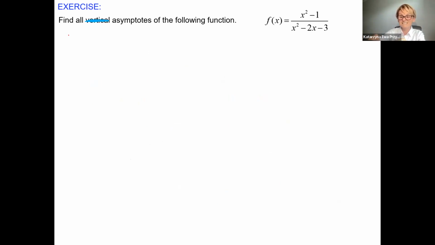Horizontal is easy, right? What is a horizontal asymptote? We may have 2, that's the maximum: positive infinity and negative infinity. We have to find the limit at infinity. What's the limit at infinity?